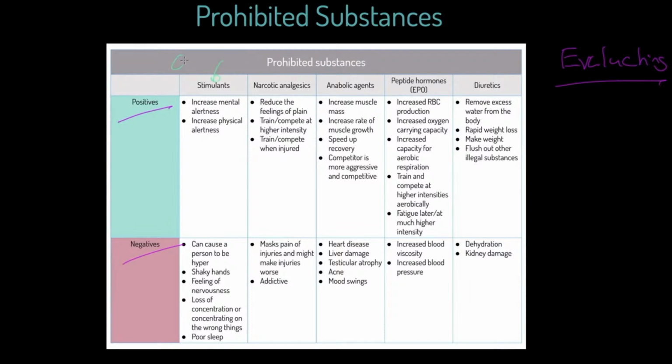Stimulants, we are talking about things like caffeine. We are talking about things like amphetamines. See if I can spell it correctly. Amphetamines, what do they do? They increase alertness. They increase both mental and physical alertness. Okay, that's what they do. So they're really good for games players. They're really good for boxers who need to dodge jabs and punches.